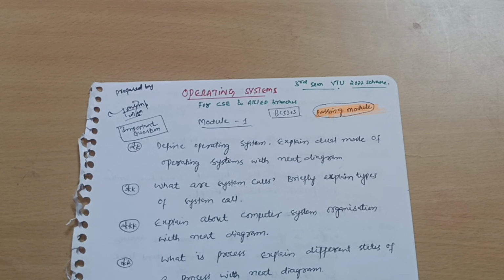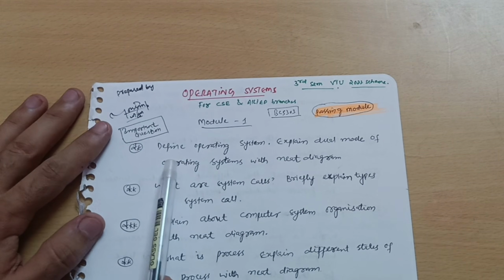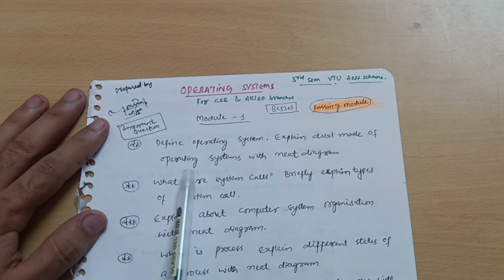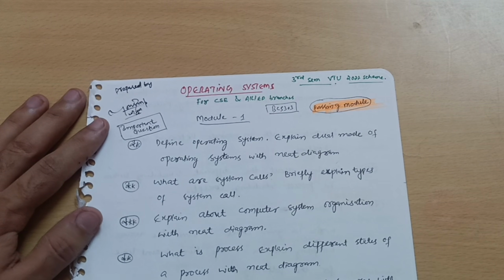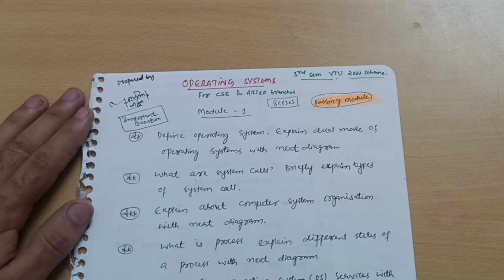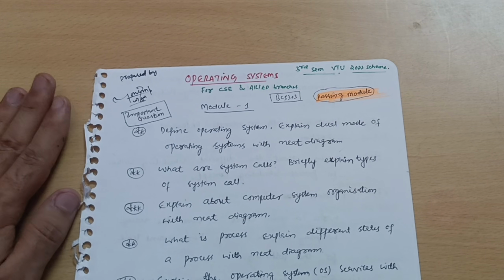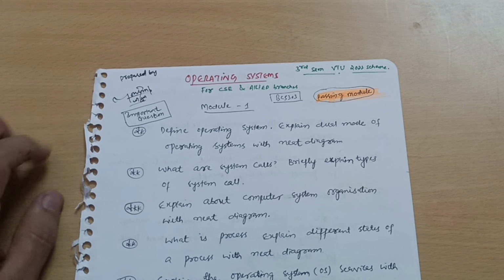Okay, let us start with the basic passing module, which is module first, where you have to cover theoretical concepts like define operating system, explain dual mode of operating systems with neat diagram, and your main focus should be on your diagrammatic part. Draw a neat diagram and then explanation part is yours. You will definitely get marks in the examination.